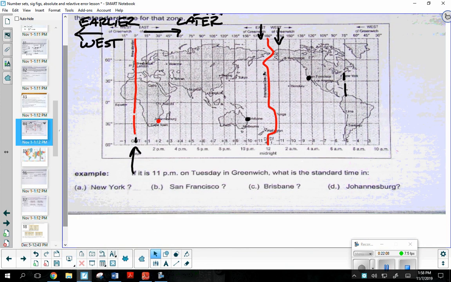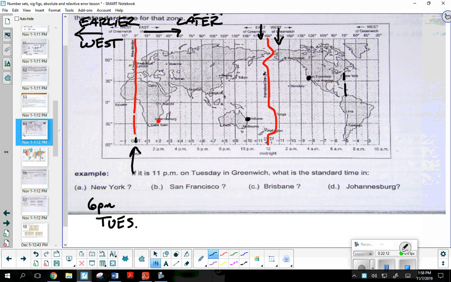All right, so we said this was going to be 6 p.m. on a Tuesday. So San Francisco, if it's 11 p.m. in Greenwich, then it's going to be 3 p.m. on Tuesday.